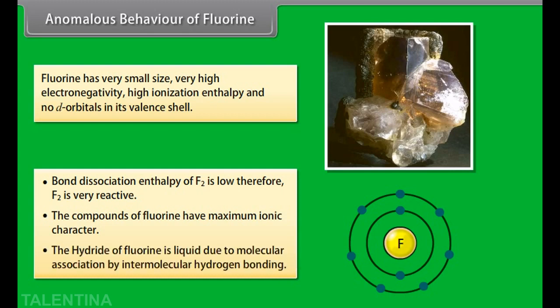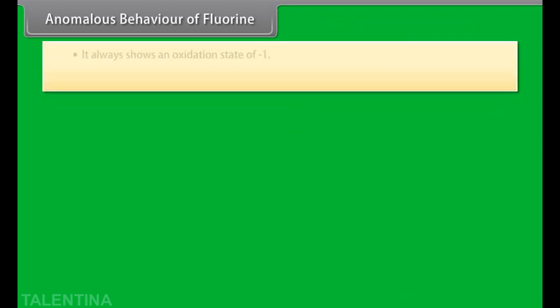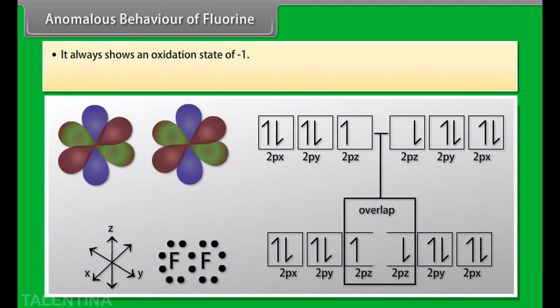The hydride of fluorine is liquid due to molecular association by intermolecular hydrogen bonding. It always shows an oxidation state of -1. It does not form polyhalide ions due to the absence of d orbitals.